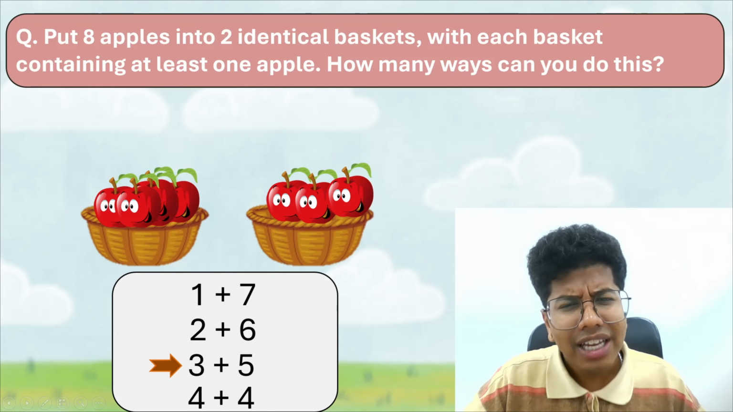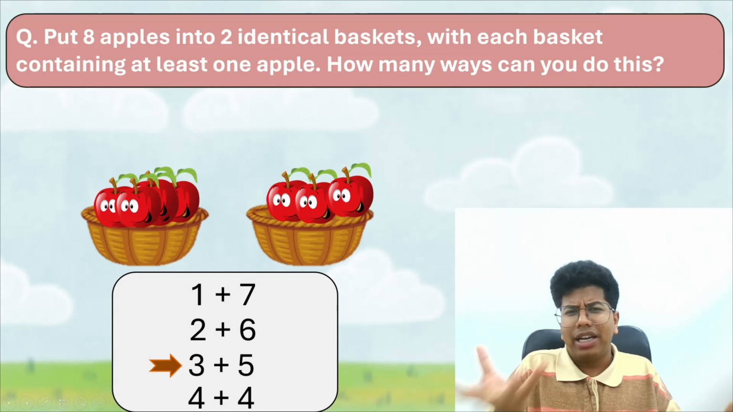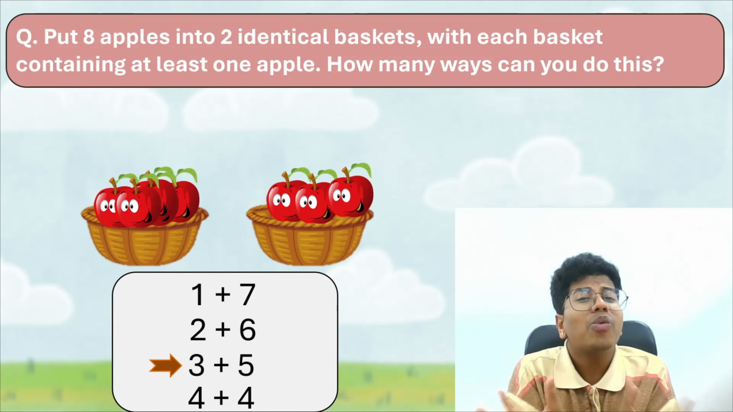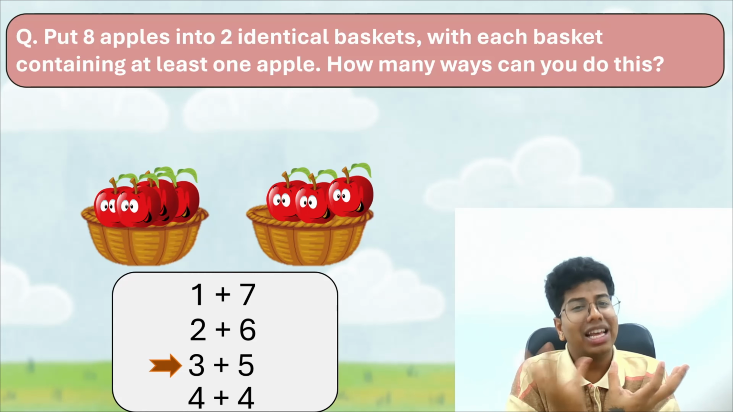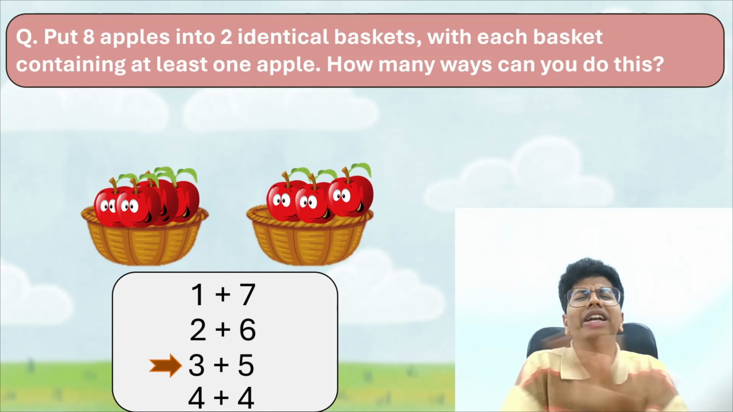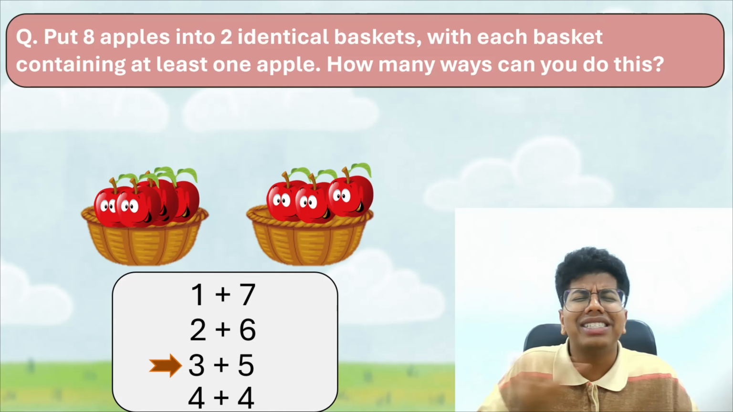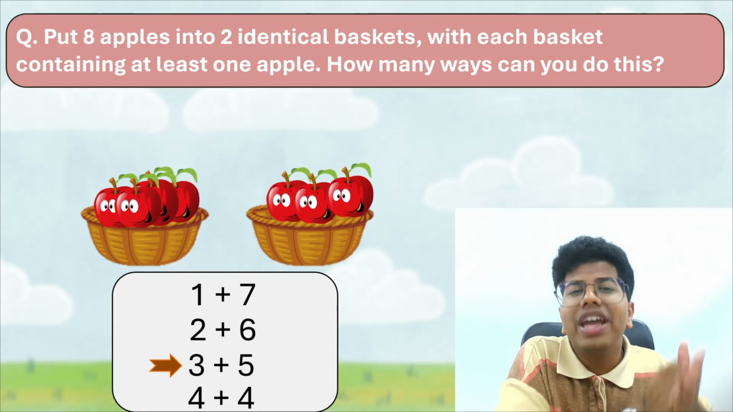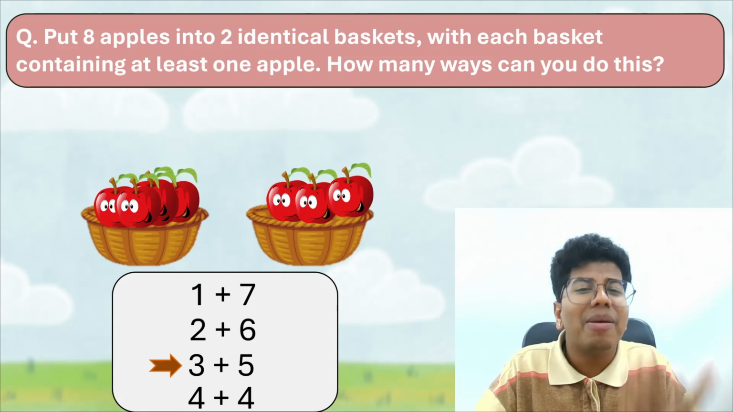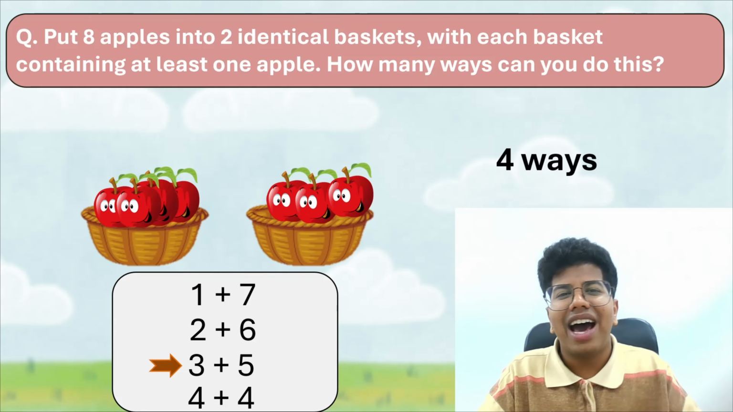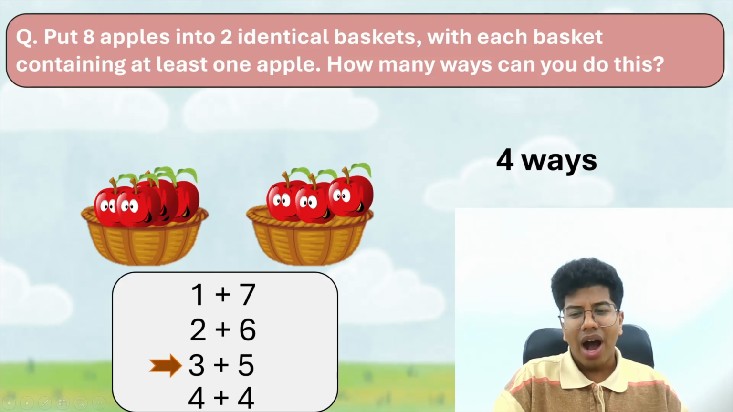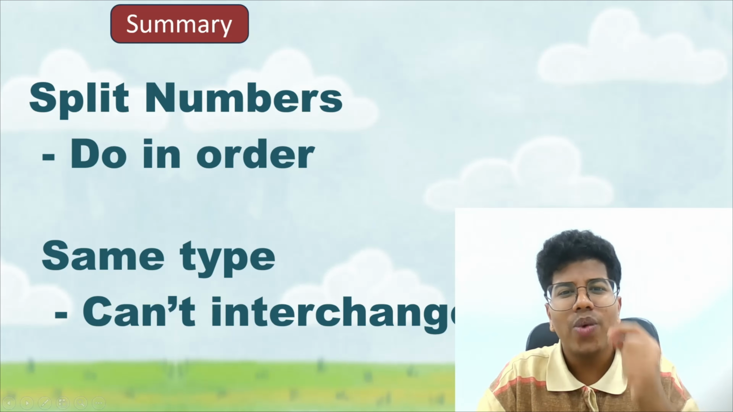And 3 and 5. It's the same basket. So no matter what, 5 is here, 3 is here, or 3 is here, 5 is here, there will be one basket having 3, and another basket having 5. So it's not a different way of distributing, it's just interchanging the baskets here and there. So you won't find new ways after this. So what is the number of ways we can see? There are just 4 ways, and these 4 ways are nothing but 1, 2, 3 and 4 here. So these are the 4 ways in which we can get the answer.